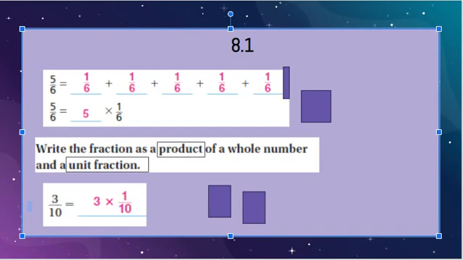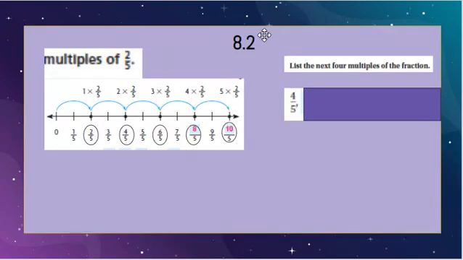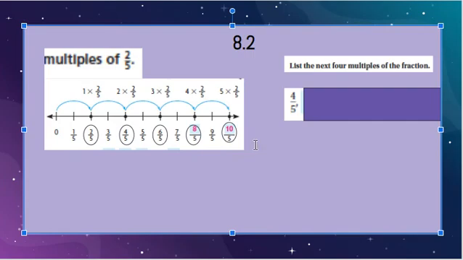Going forward into 8.2. 8.2 was going forward with the idea of listing some multiples of our fractions and doing some bigger multiplication moves. So over here you can see our timeline. If we're dealing with fifths, down at the bottom you can say 1/5, 2/5, 3/5, 4/5, 5/5, 6/5, 7/5, 8/5, 9/5, 10/5. It's kind of a mouthful.